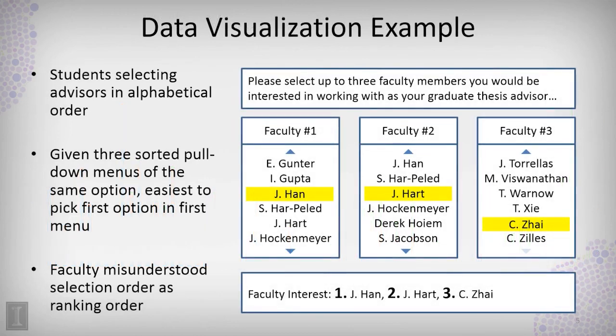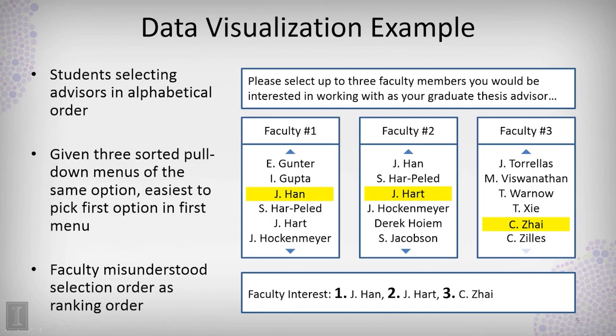And having made that discovery from that visualization, I was able to work back into the system and figure out why students were picking faculty in alphabetical order. And the reason was we had 3 pull-down lists with all the faculty. And so the students would go down the list and find the first faculty member they were interested in and click there. They'd go down the list and pick the second faculty that they were interested in, and they would select that. Then they'd find the third faculty member they were interested in and click that. And then that would go into the database.